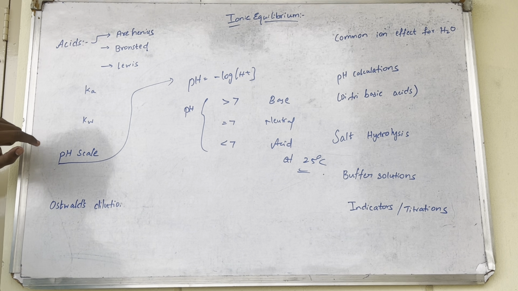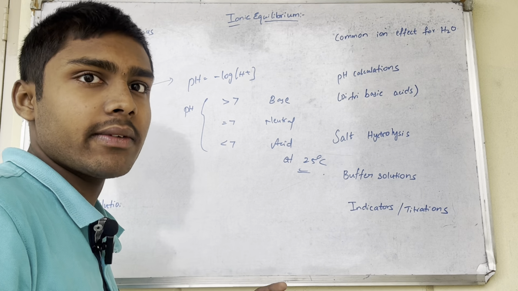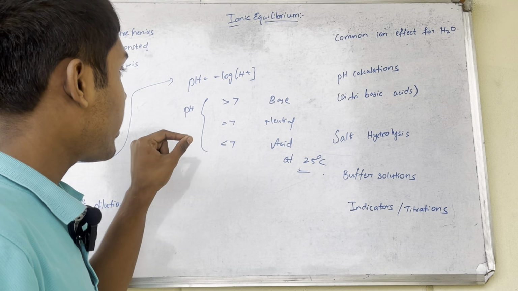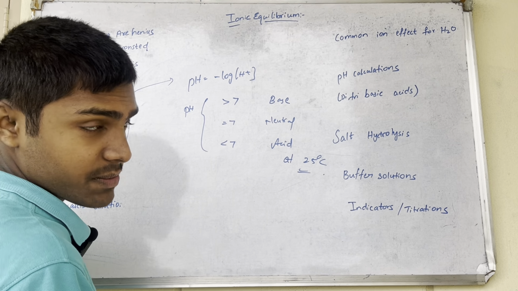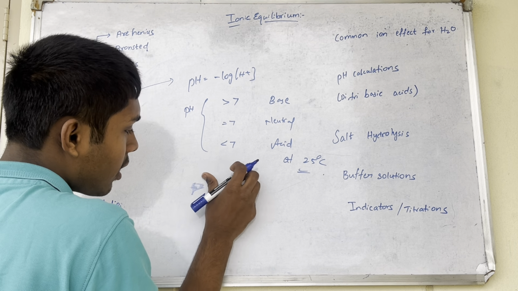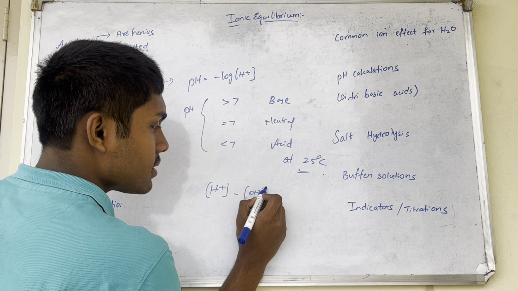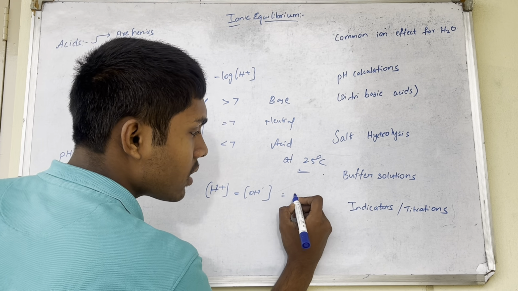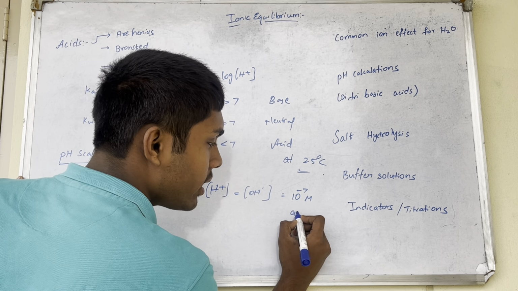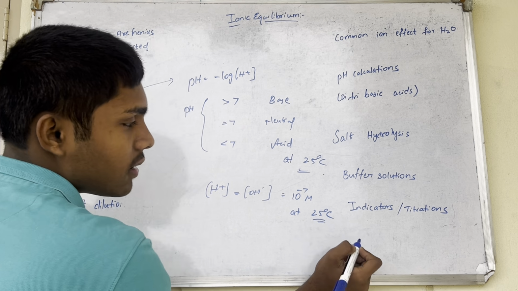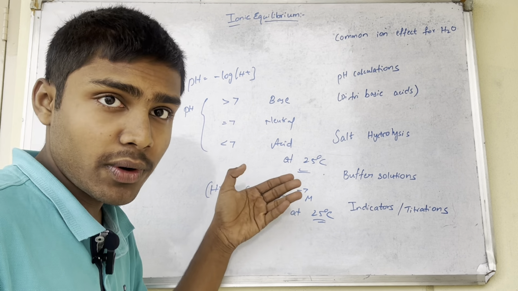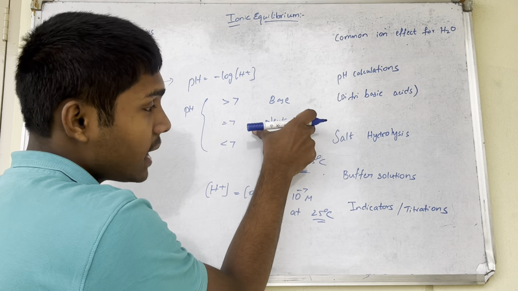And why is pH equal to 7 for water? Because it is found experimentally that the concentration of H plus is equal to the concentration of OH minus at equilibrium, at 10 raised to minus 7 molar at 25 degrees Celsius. So this is why, at 25 degrees Celsius, this was found. That's why we have taken 7 as the neutral number.